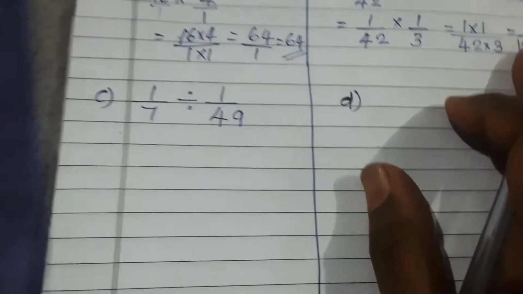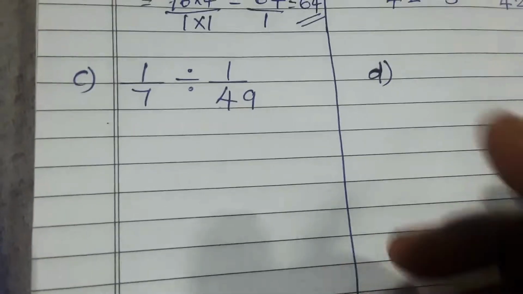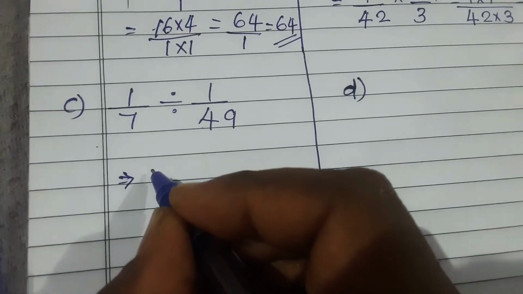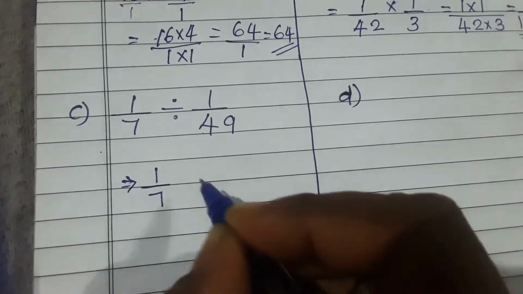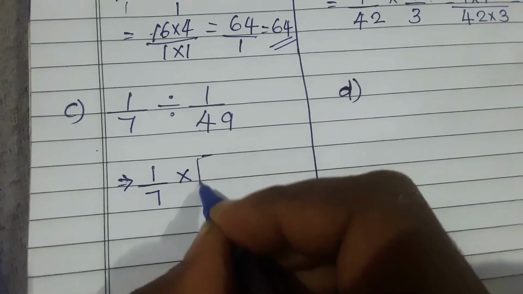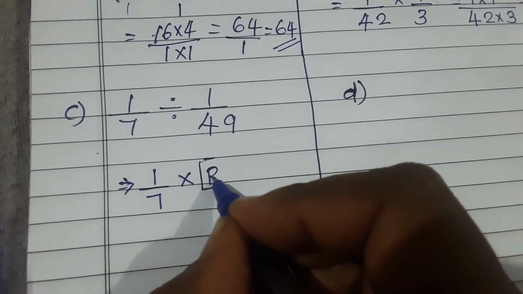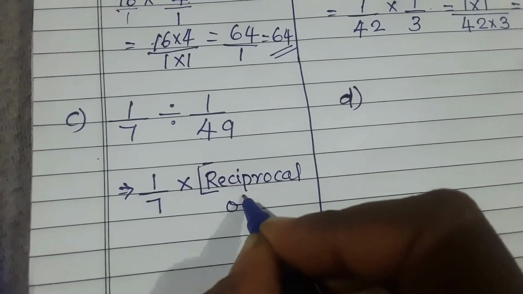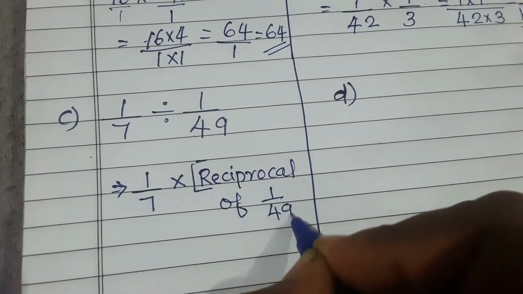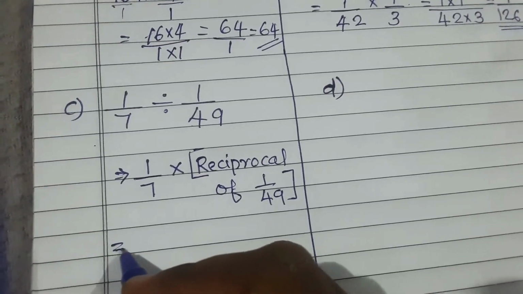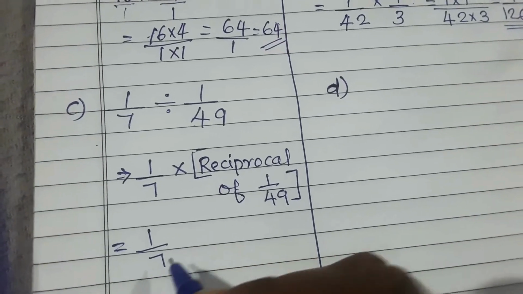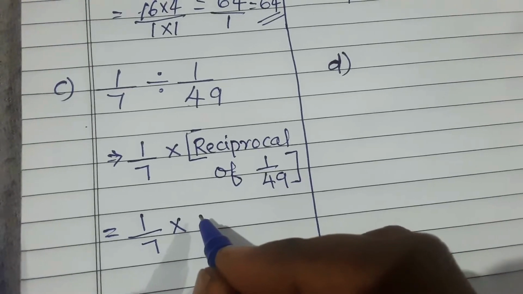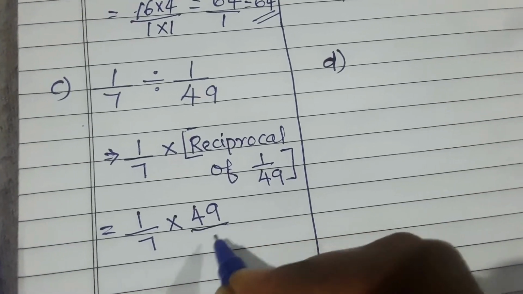Okay children, let's discuss one more question. Here you can see it is the division of two fractions. According to the rule, write the first fraction as it is and multiply with the reciprocal of the second fraction. So reciprocal of 1 by 49. Children, what is reciprocal? Yeah, interchanging the numerator and denominator. That is 1 by 7 into the interchanged numerator and denominator, how can we write it? 49 by 1.